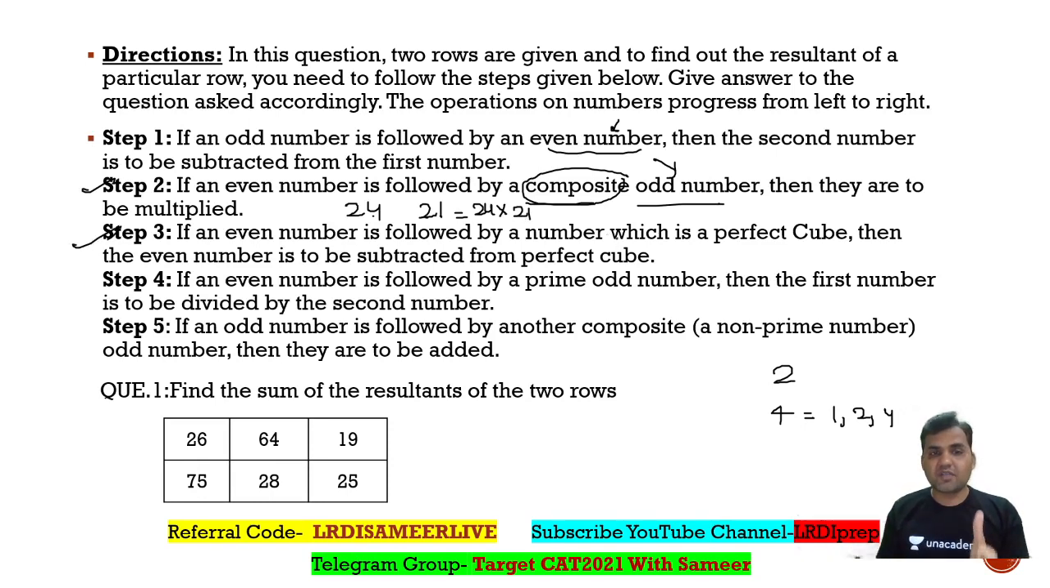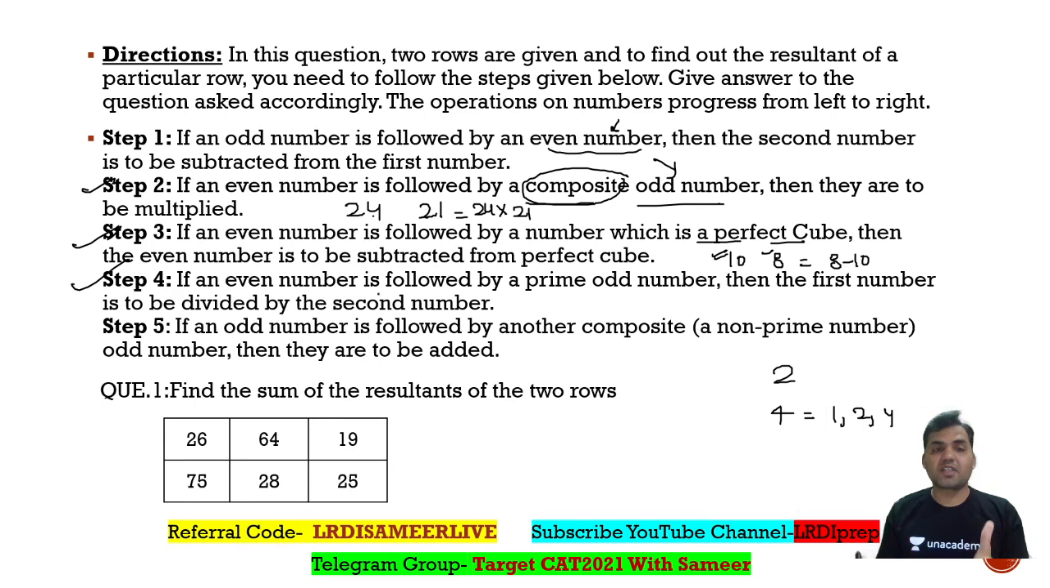Step number 3 says if an even number is followed by another number which is a perfect cube, take any even number like 10. If it is followed by a perfect cube like 8, 8 is a perfect cube, it's a cube of 2, then the even number is to be subtracted from the perfect cube. Then the result of it will be obtained by subtracting 10 from 8.